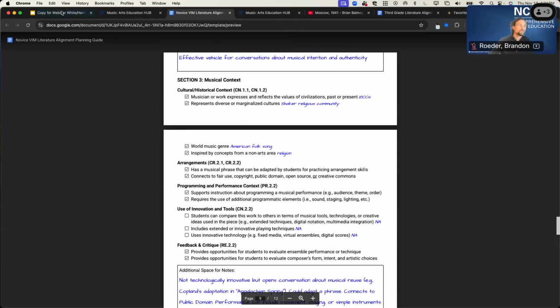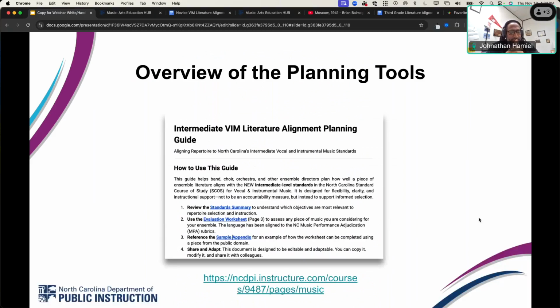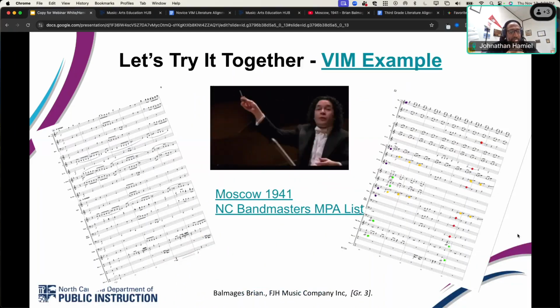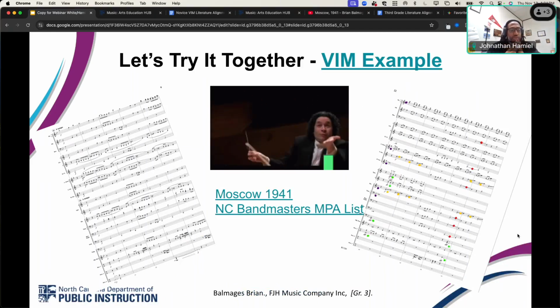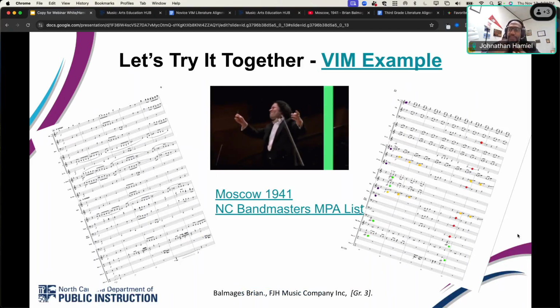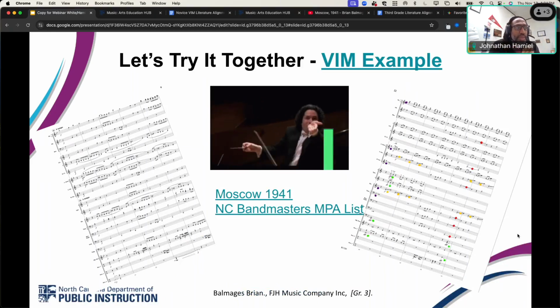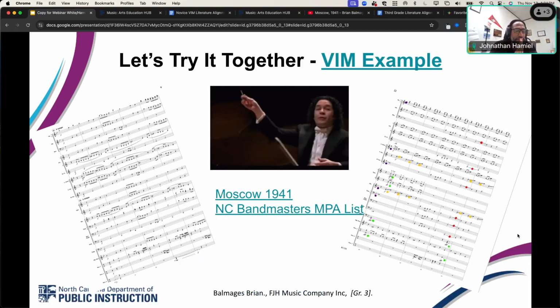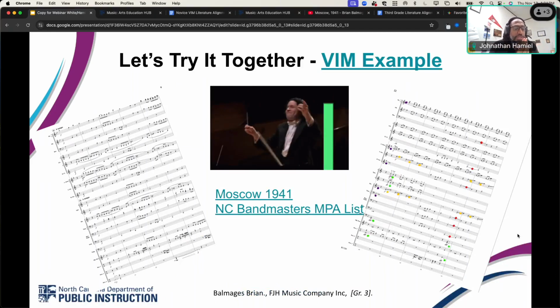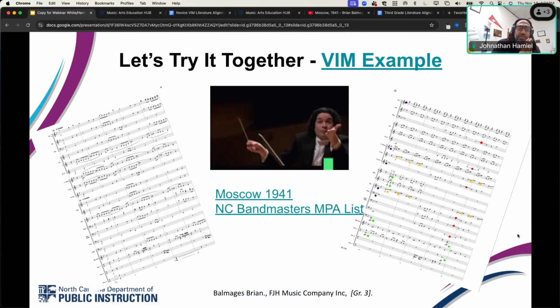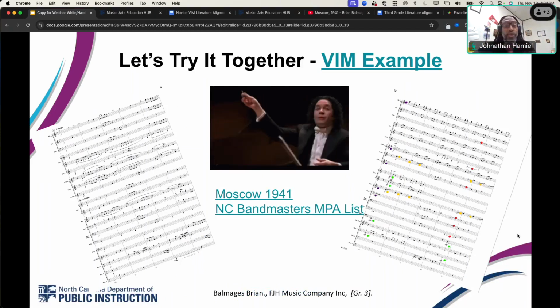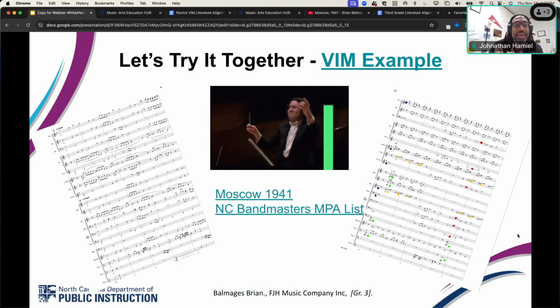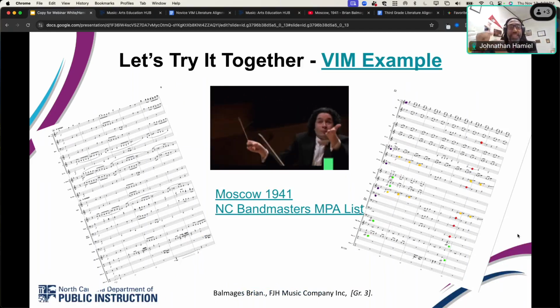Absolutely. And what I could see in the future is educators sharing this tool with their pieces. For instance, if I have Moscow 1941 and so-and-so needs to borrow Moscow 1941, I say, all right, sure. But hey, let me let you borrow my evaluation worksheet too. And so you can already have that as well.